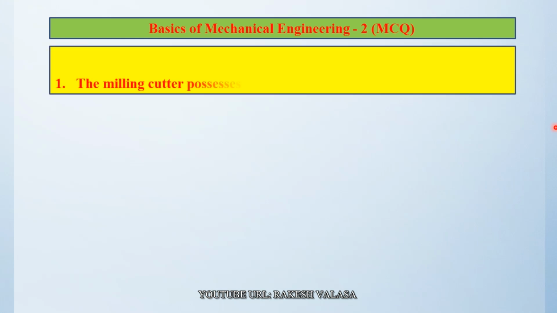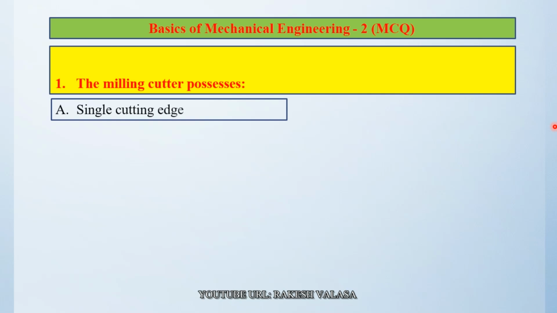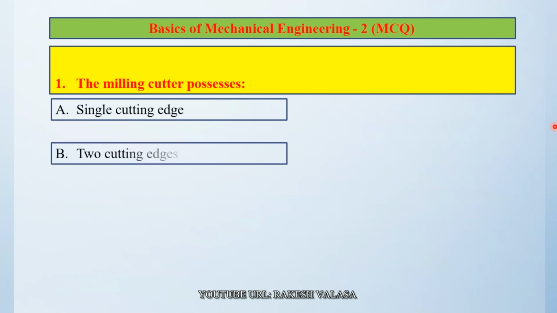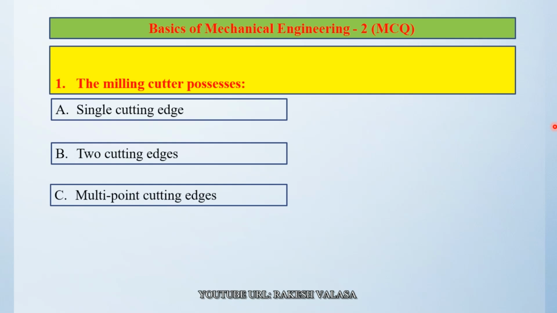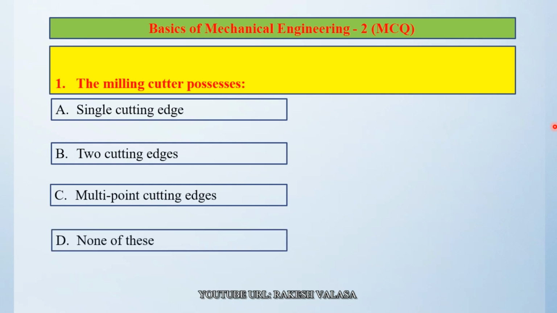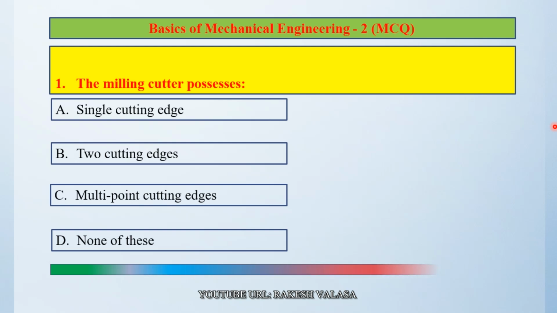Question number 1. The milling cutter possesses option A, single cutting edge; option B, two cutting edges; option C, multi-point cutting edges; option D, none of these. The correct answer is option C, multi-point cutting edges.